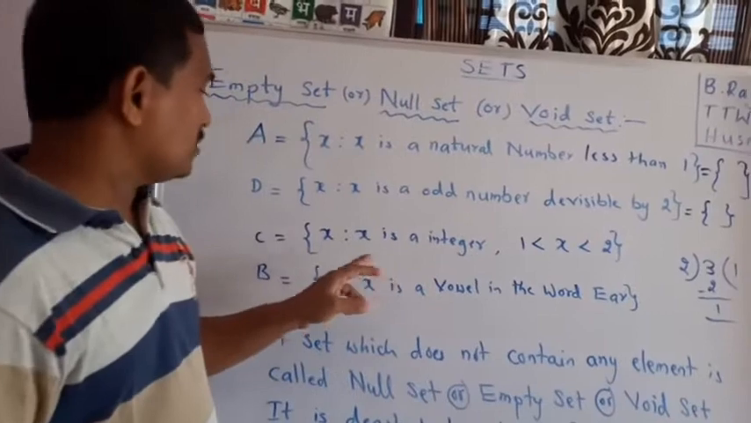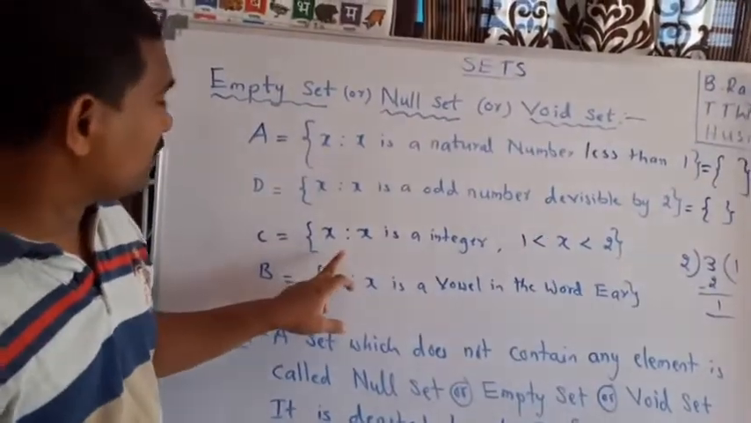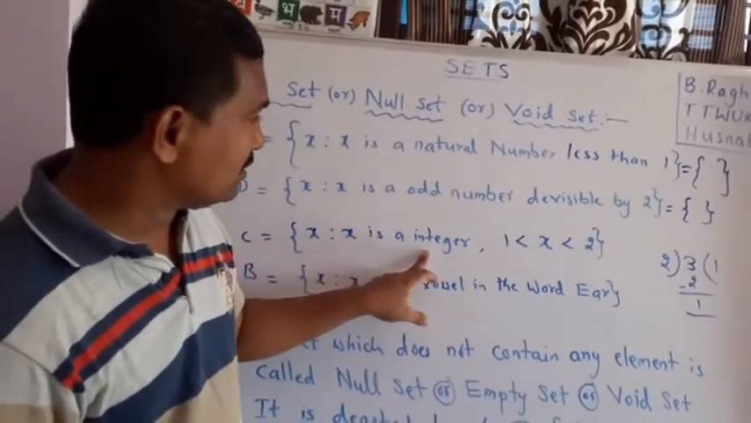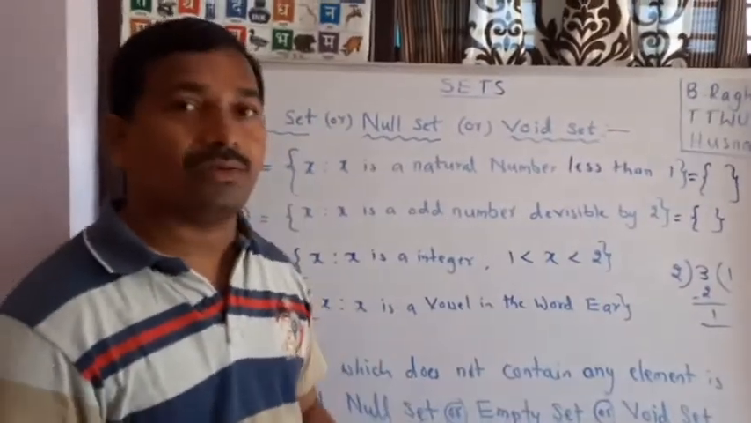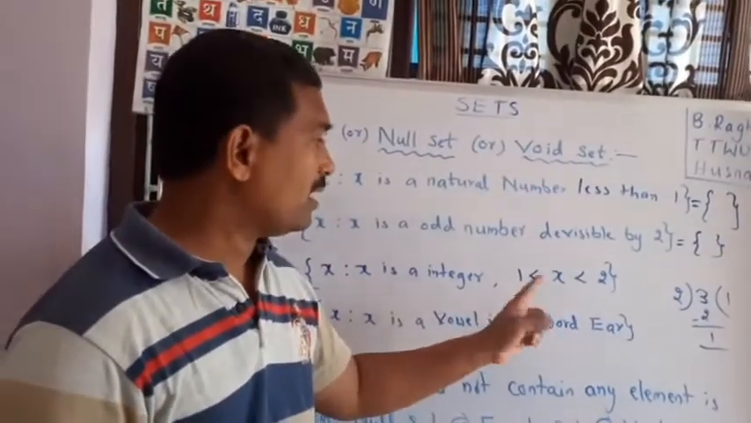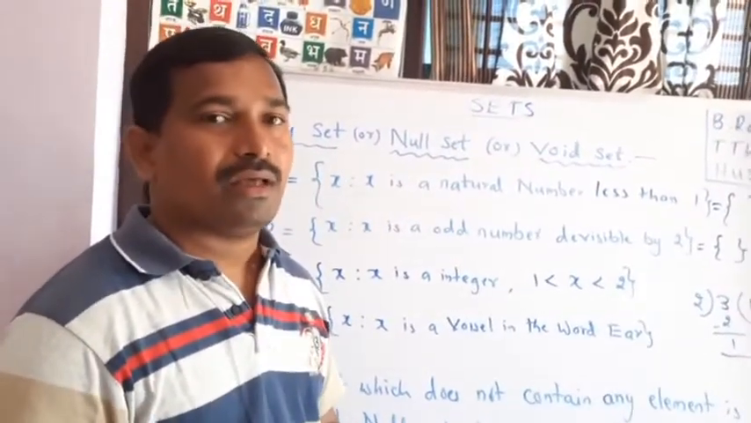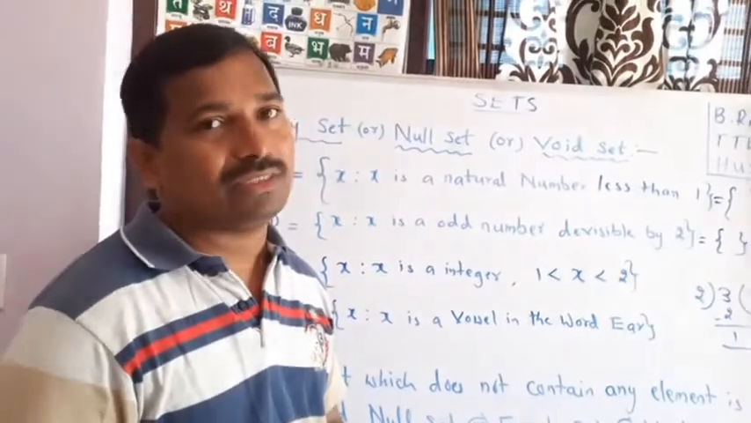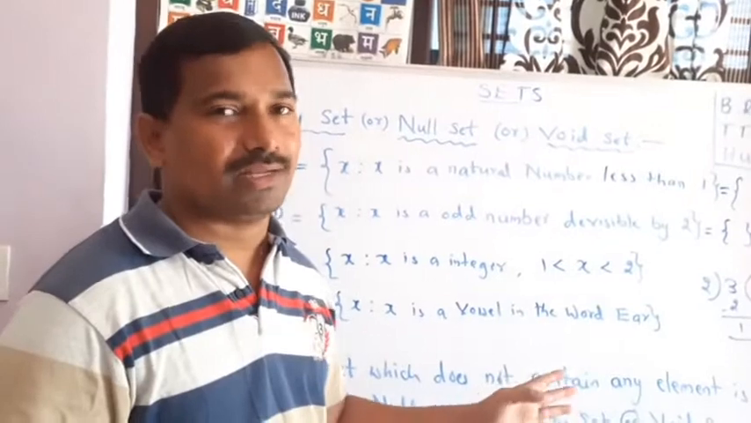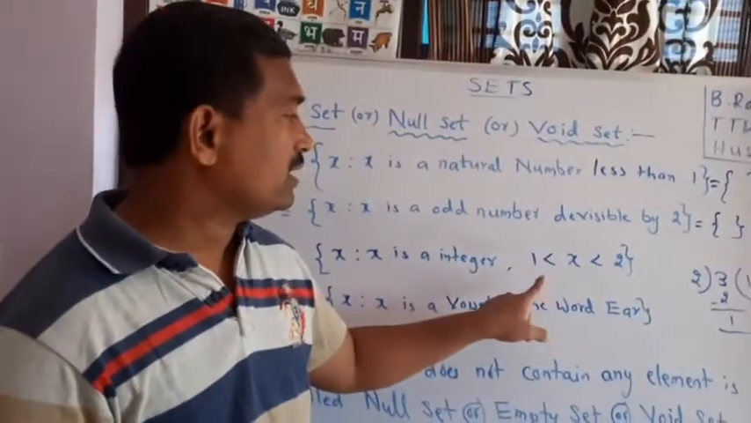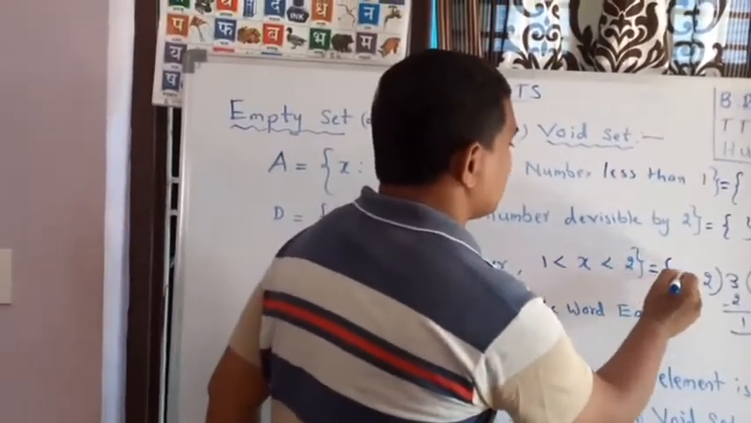Let us take one more set. So it is also an empty set. Now let us take another one. X is an integer such that 1 is less than x less than 2. Is there any integer that lies between 1 and 2? Integers are negative numbers, positive numbers and 0: 1, 2, 3, 4, 5, and so on, and 0, minus 1, minus 2, minus 3. So there is no integer that lies between 1 and 2. So this is also an empty set.